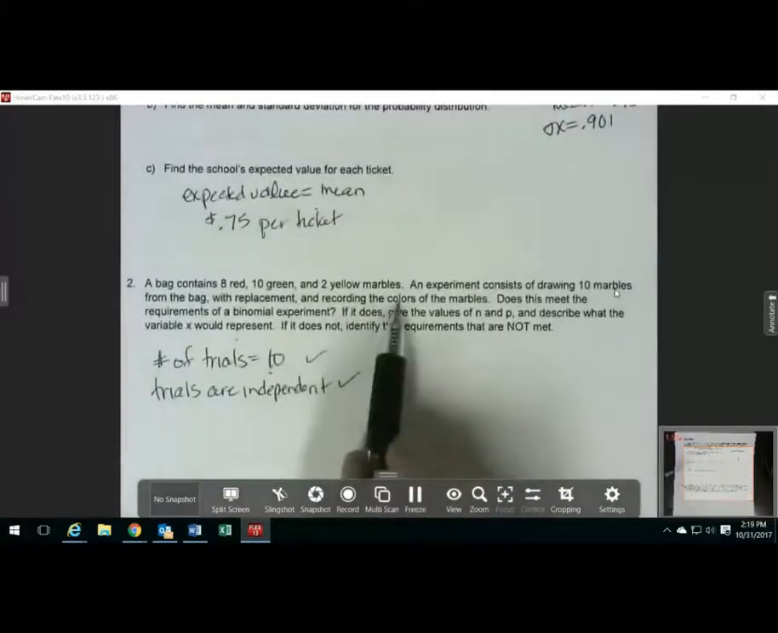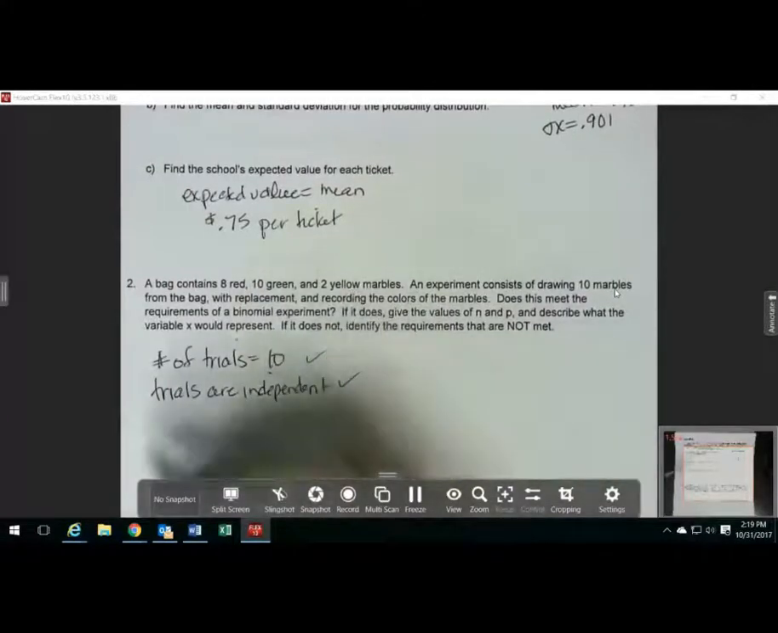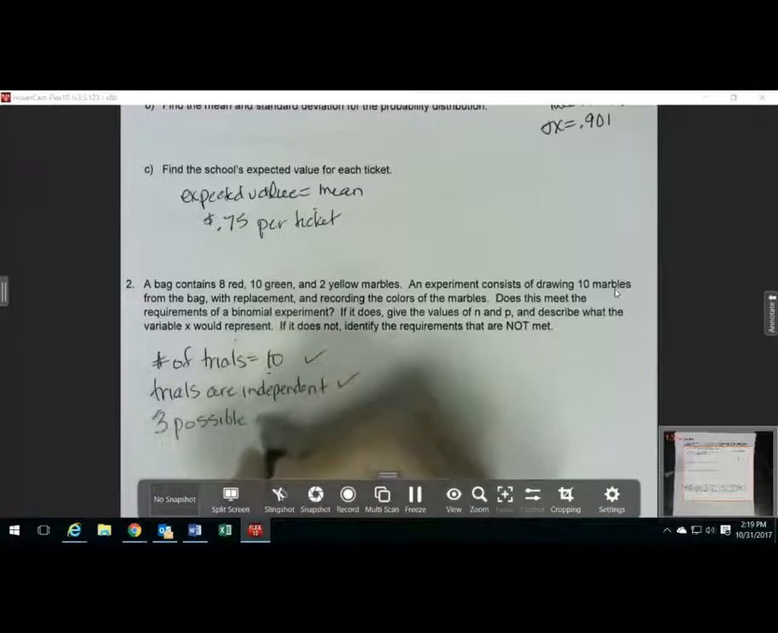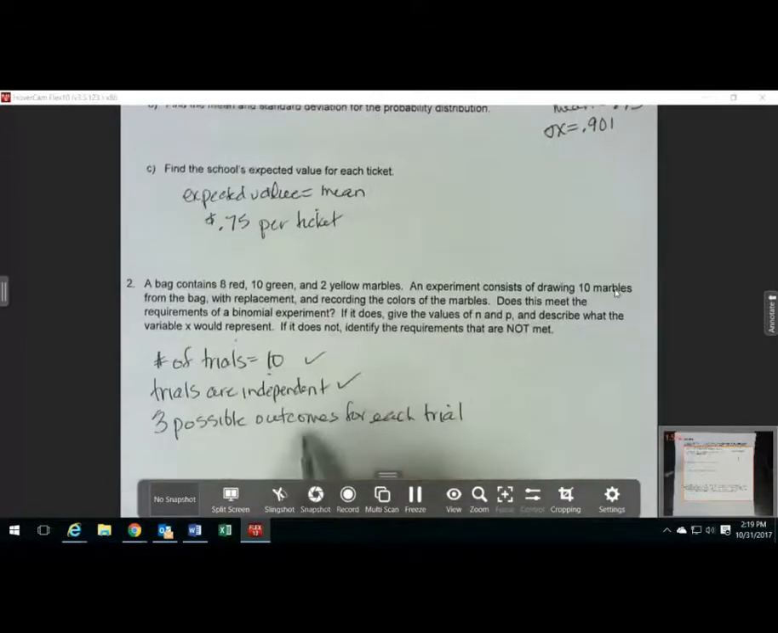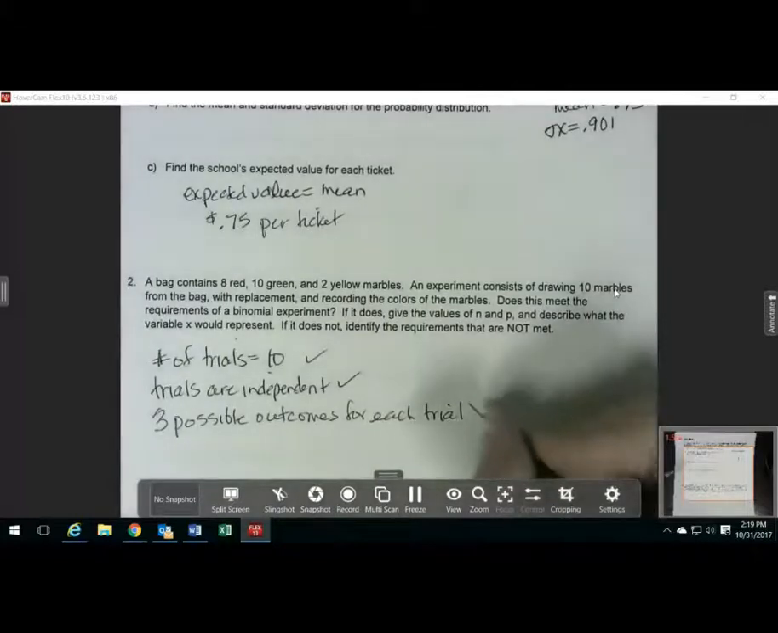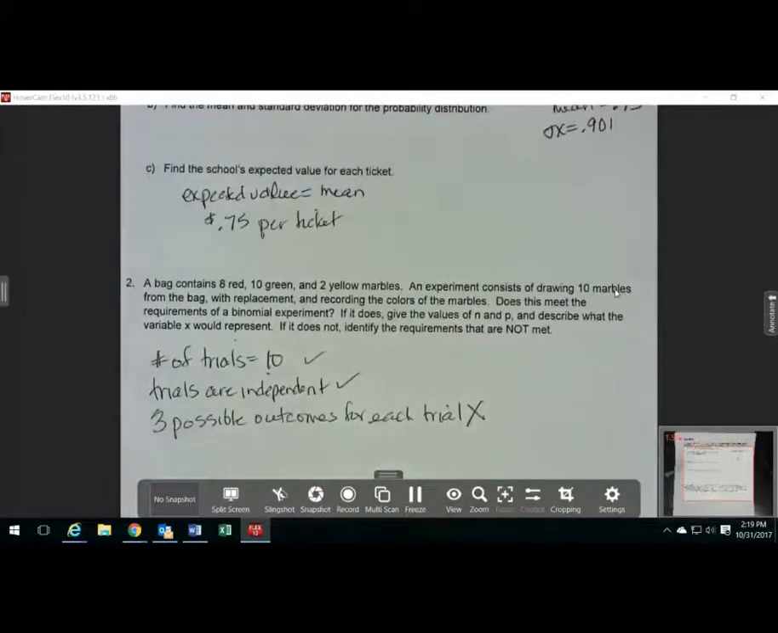And then it says it's recording the colors of the marbles. We actually have 3 different colors. So that means that if they're just recording the colors, there are 3 possible outcomes for each trial. That doesn't meet the requirement because it has to be only 2 possible outcomes. That means that it doesn't meet the requirements of a binomial experiment.